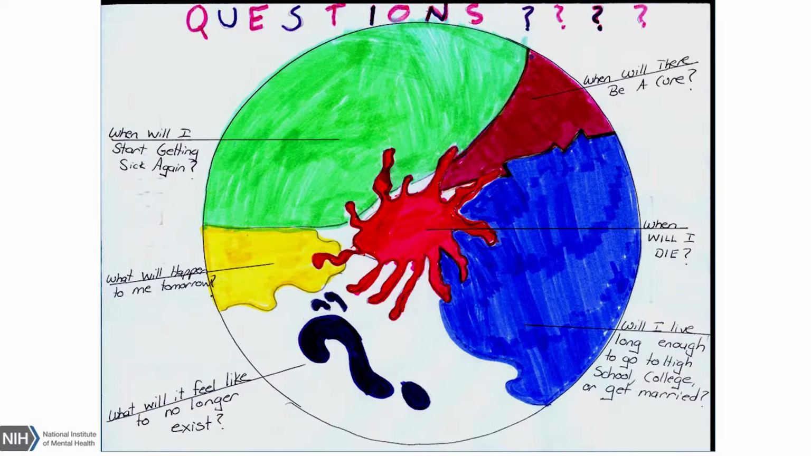And I got there, and this questionnaire, this is a mandala where we have the children draw their feelings and ask questions about what they think about their illness. And so this child wrote, when will I start getting sick again? What will happen to me tomorrow? What will it feel like to no longer exist? Will there be a cure? When will I die? Will I live long enough to go to high school, college, or get married? So kids are thinking about these things.